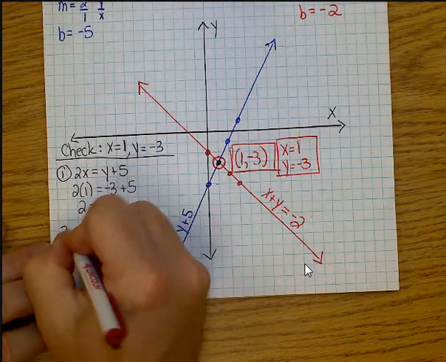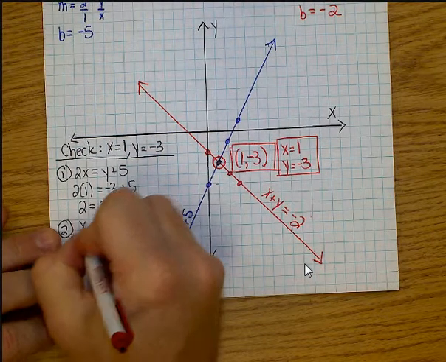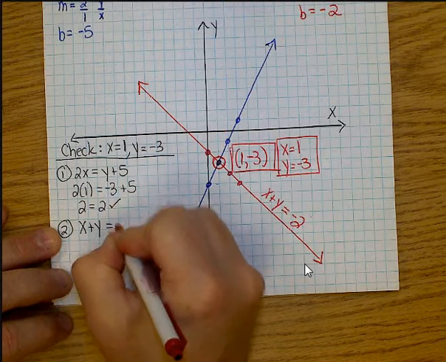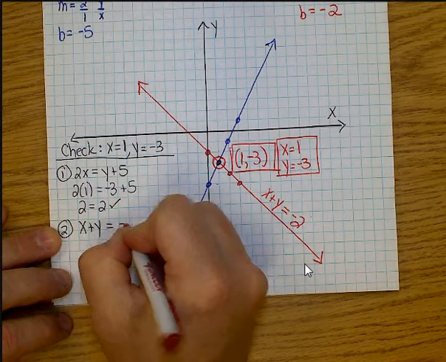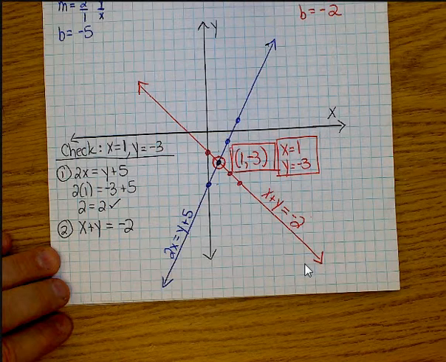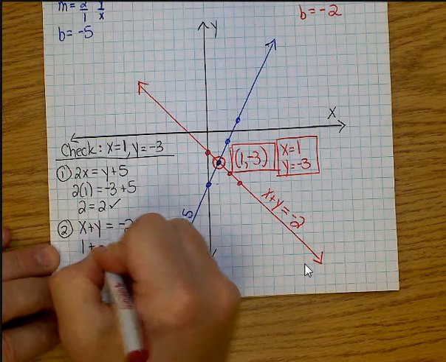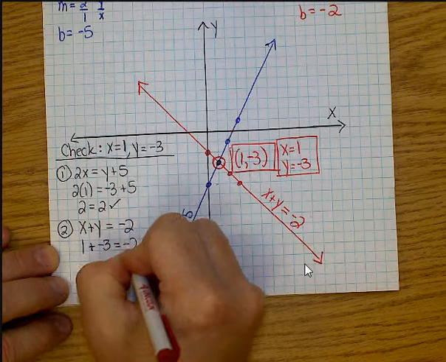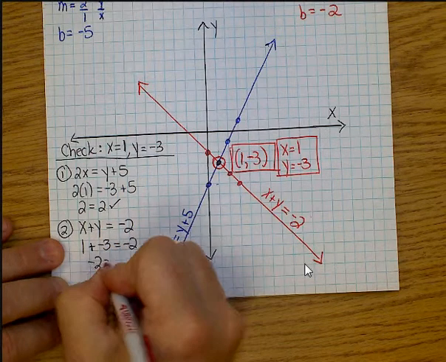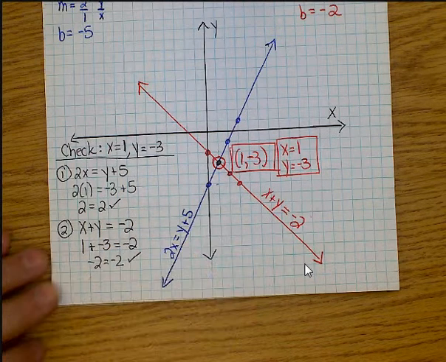Second part to the check. Start with equation number 2. Equation number 2, x plus y is equal to a negative 2. All right, plug in what you know about x and y. Is 1 plus a negative 3 equal to a negative 2? Well, sure enough, it is, and we're done.